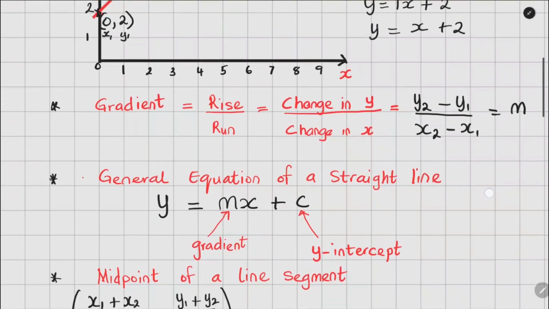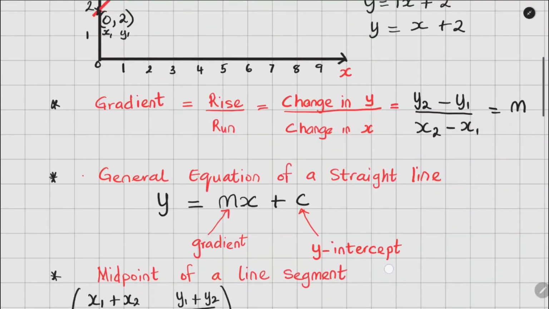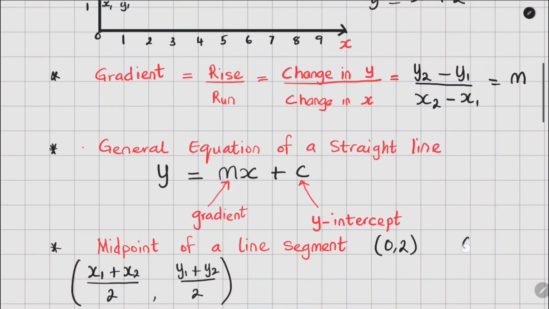Now let's go back to our x and y coordinates. We have our 0, 2, and we have 6, 8. This is x1 and this is y1. This is x2 and this is y2. So to find the midpoint of this line segment, it's going to be x1, that is 0, plus x2, that is 6, divided by 2. And for the y, it's going to be y1, that is 2, plus y2, that is 8, also divided by 2.